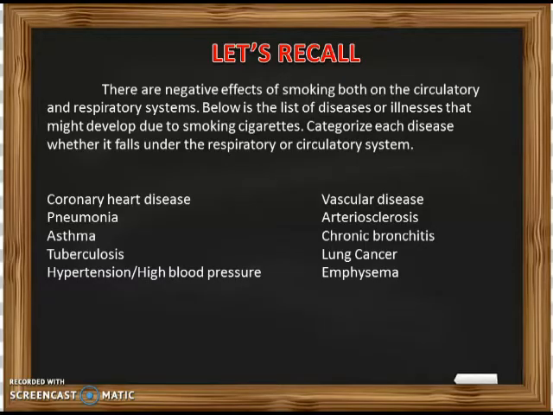Good job! Coronary heart disease, hypertension, vascular disease, and arteriosclerosis are all diseases under the circulatory system, while pneumonia, asthma, tuberculosis, chronic bronchitis, lung cancer, and emphysema are all diseases under the respiratory system.